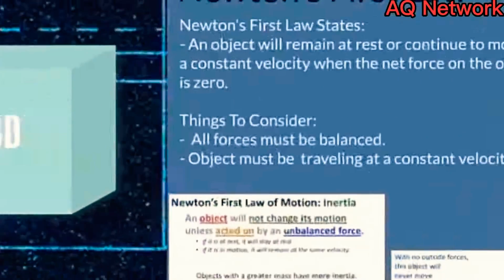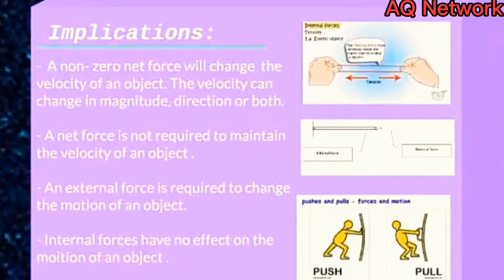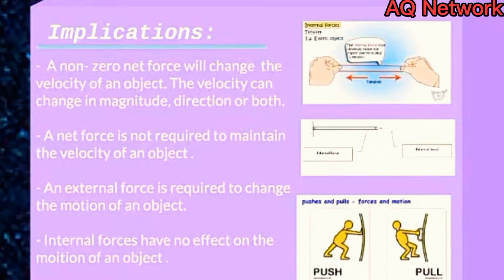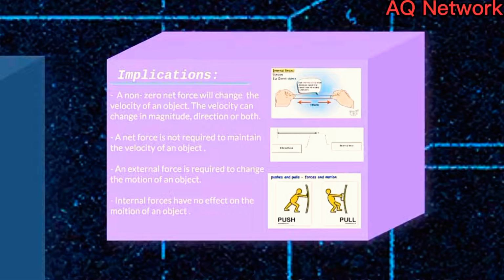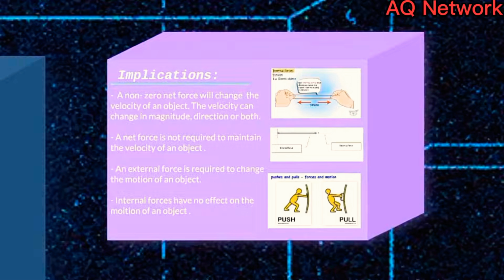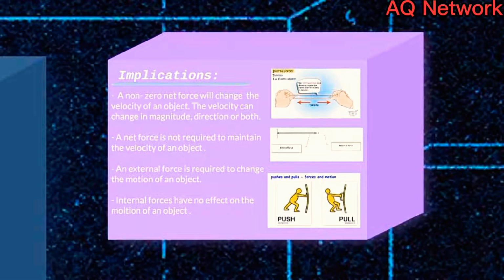Important implications. Some implications can be drawn from this concept. A few things to remember are a non-zero net force will change the velocity of an object. The velocity can change in magnitude, direction, or both. A net force is not required to maintain the velocity of an object. External forces are required to change the motion of an object, and internal forces have no effect on the motion of an object. These are all important implications that should be taken into consideration when solving questions and/or explaining your answer.